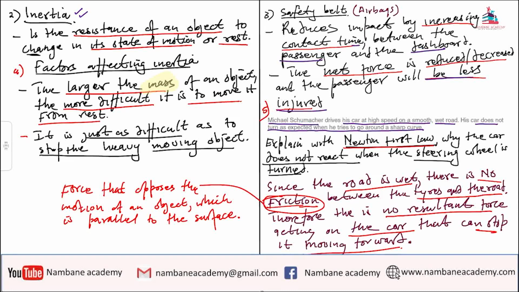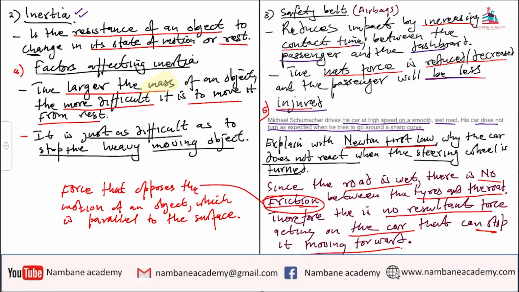But where can we apply law 1? Law 1 says an object will remain at rest or continue in its state of motion unless acted upon by a non-zero resultant force. Where can we apply this basic principle? We can apply those basic principles when we are referring to safety belts. Remember, inertia, you are going to go forward.